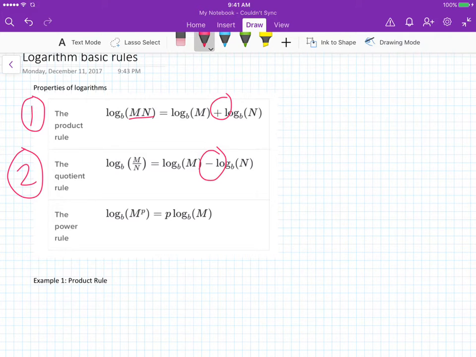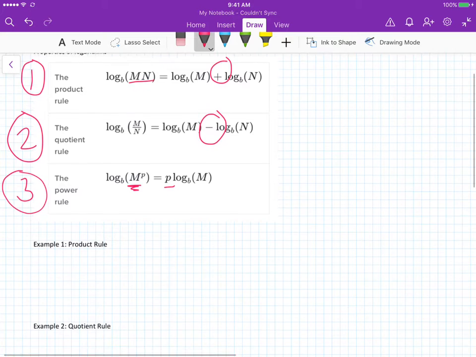And then the third rule is the power rule. The power rule states that if you're taking the log of some number, say m here, and it's raised to the power of p, what you can do with that p is bring it out in front and get rid of it as an exponent when you're dealing with logs. So let's take that into action.